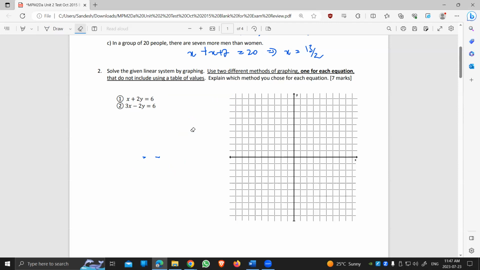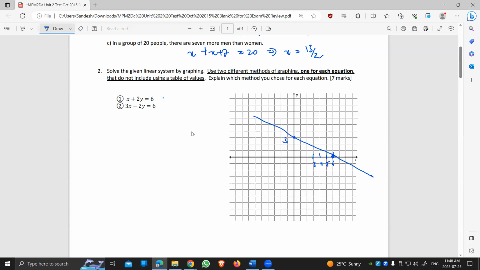Remember, for x-intercept, the y value is going to be 0. What's the x-intercept for the first equation here? At the x-intercept, the y value is going to be 0. It's 6. What's the y-intercept for the same equation? It's 3, right? And this is a rough sketch of this one.